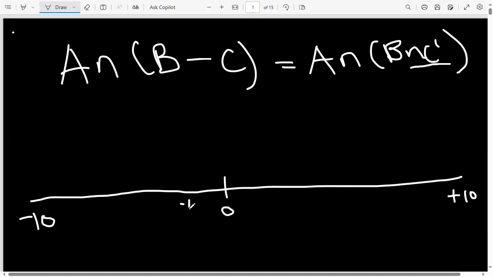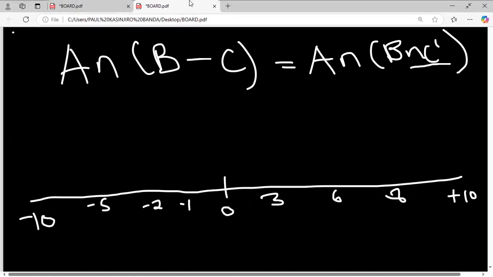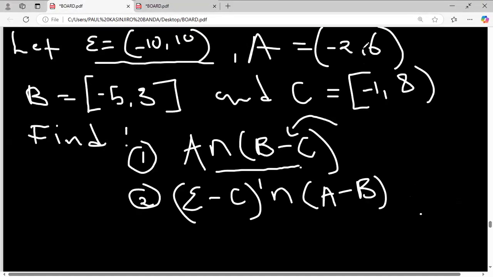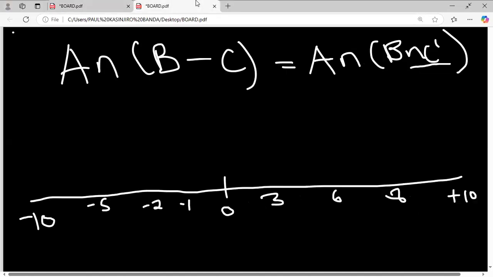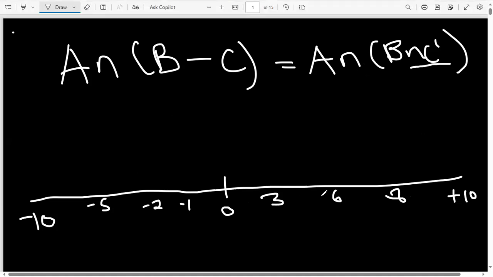So let's say this is -1, -2, -5 there. And then on the right we have 3, there's a 6 somewhere, and there's 8. I'm just picking these numbers from the intervals that have been given here. So we have -2, -1, -5, that's where I got the negative numbers. And then the positives, there's 3, there's 6, and there's 8. So these are the numbers that are in the given sets, right?